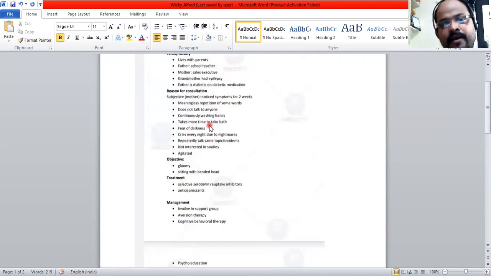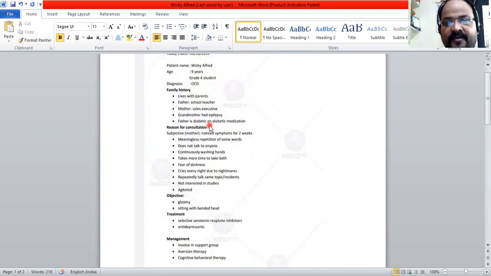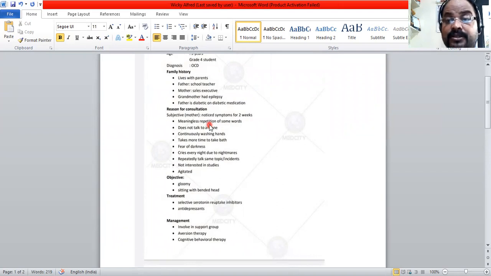So we don't need the family history here. And we don't need the reasons for consultation, because the reason for consultation was reported by the mother herself. So we don't need that. We can brief it. And family history, because she knows everything, so why should we include that?